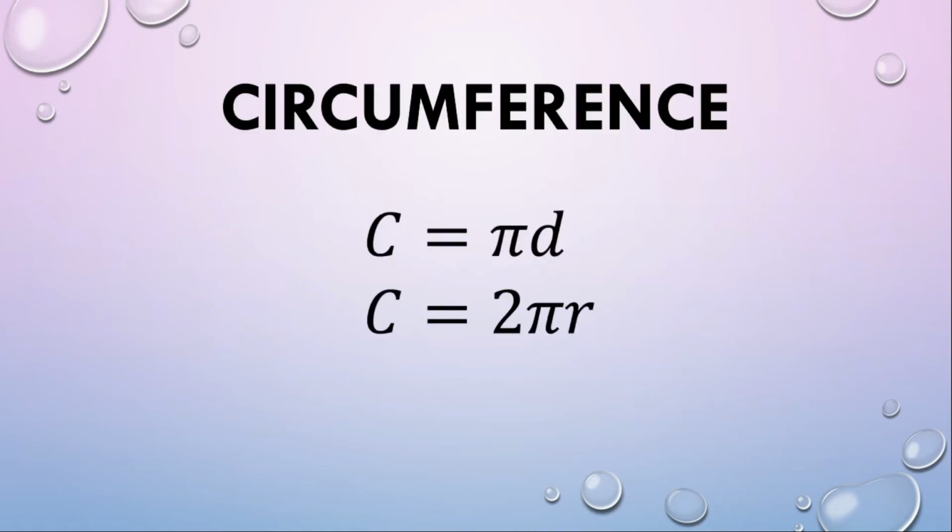Let's have the circumference and the area of circles. In finding the circumference of the circle, we use these formulas. If the diameter is given, we use C equals pi d. If the radius is given, we use circumference equals 2 pi r. Take note, circumference refers to the perimeter of the circle.